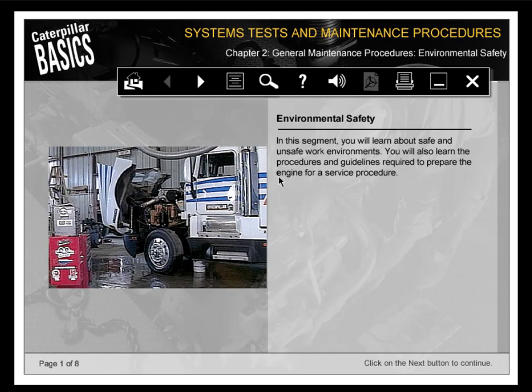In this segment, you will learn about safe and unsafe work environments. You'll also learn the procedures and guidelines required to prepare the engine for a service procedure.